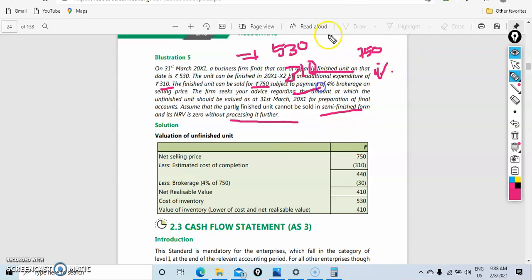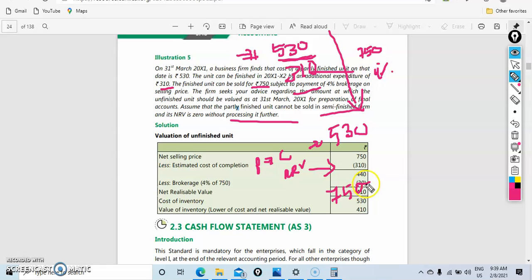So for this question, they're talking about only the partly finished unit. For that partly finished unit, we have to identify two things: one is cost and one is NRV. For the cost, they have already given 530. So we need to identify the NRV for the partly finished unit. For this we need a sales value. The sales value given is 750, which is the full finished unit sales value. So we want the partly finished sales value. For that, we will use the expected cost to make, whatever expected cost is there.